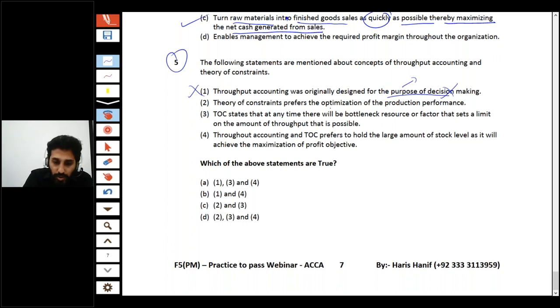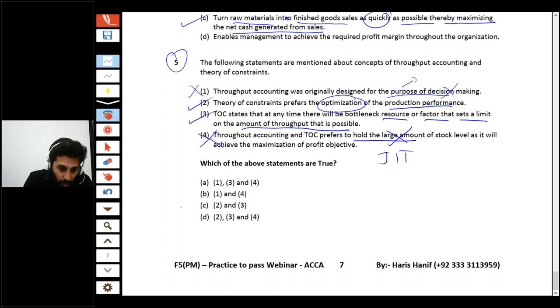Number two, theory of constraints prefers the optimization of production performance. Yes, your production performance should be optimized as much as possible. You should produce to sell. Number three, TOC states that at any time there will be a bottleneck resource or factor that sets a limit on the amount of throughput that is possible. The answer is yes. And throughput accounting prefers to hold large inventory? No, they prefer just in time, so that is a cross. So two and three are the correct options.